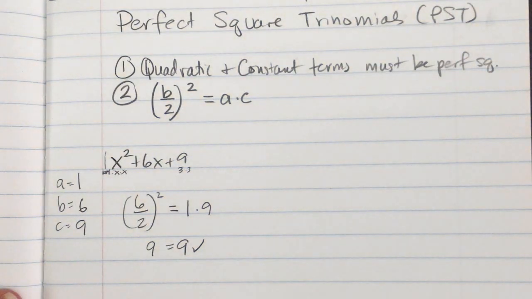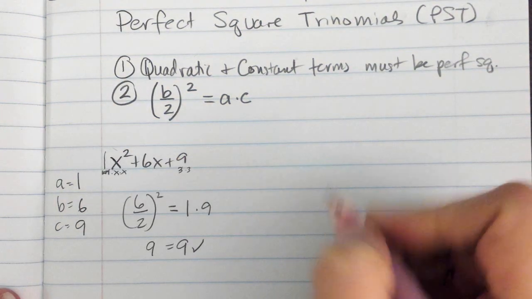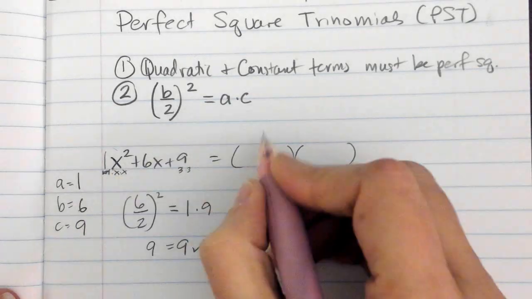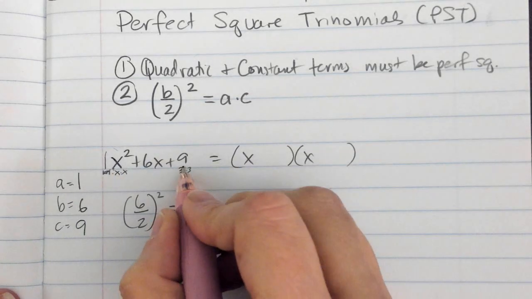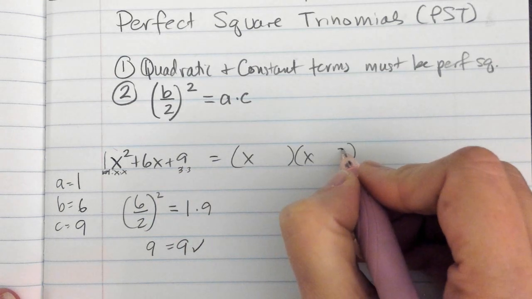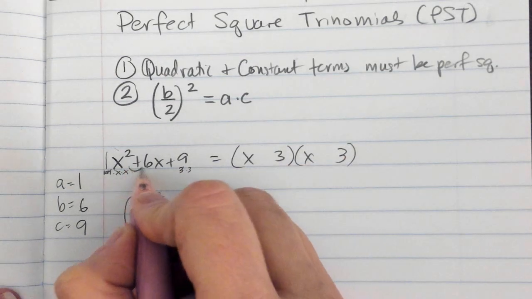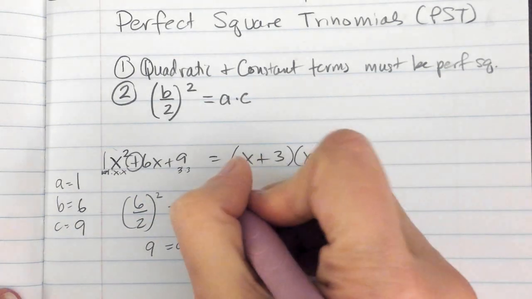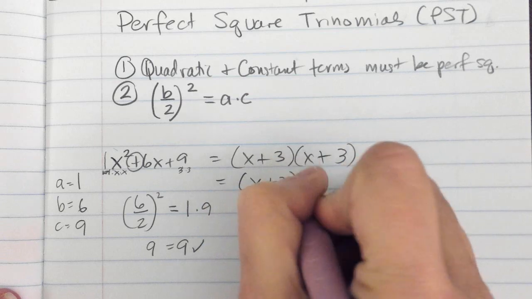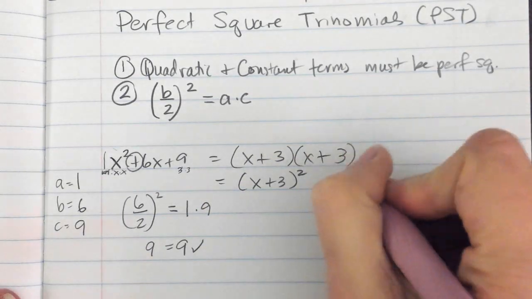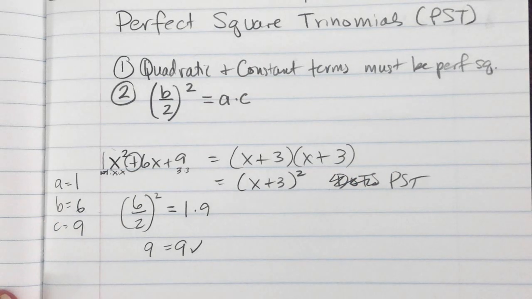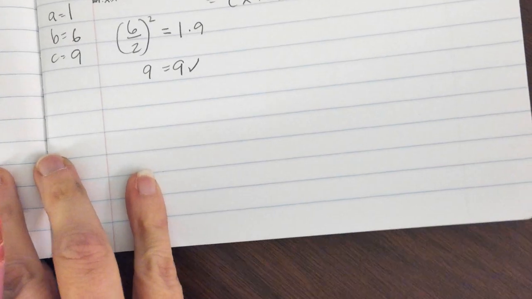So then here's what you do. You take the square root of the first number, you make 2 parentheses. The square root of the first number goes in the first place, the square root of the last number in the last one, and whatever the sign of the coefficient of b is, that's what sign they have. So that also equals (x plus 3) squared. And your work is PST for perfect square trinomial. Okay. Let's try the other one.